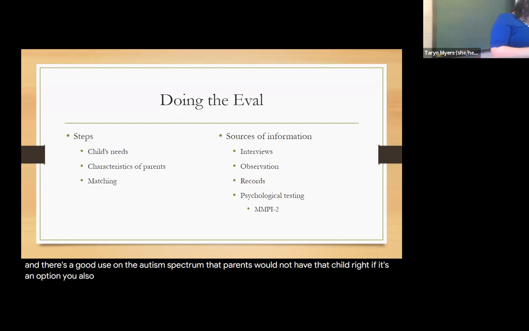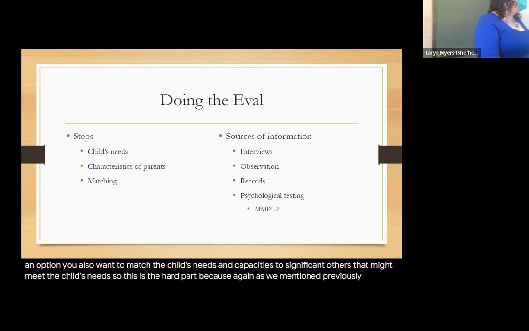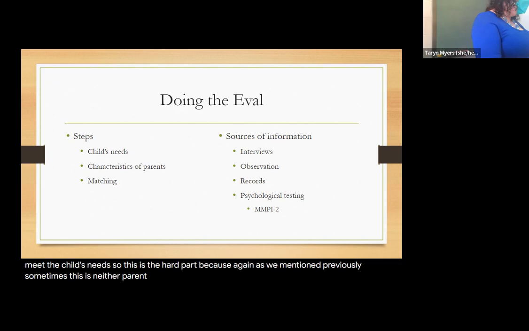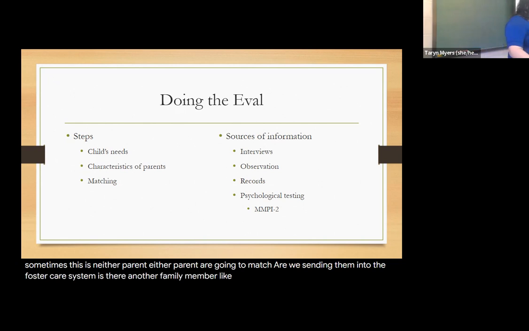You also want to match the child's needs and capacities to significant others that might meet the child's needs. So this is the hard part because, as we've mentioned previously, sometimes this is neither parent. Neither parent is going to match the child's needs. So then you're looking, are we sending them into the foster care system? Is there another family member, like a grandparent, who could step into these needs?